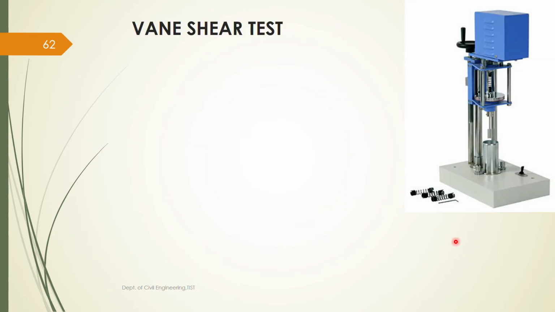Now we'll move on to the next test for determining the shear strength of soil. It is known as the vane shear test. The speciality of this test is that it can be conducted in the laboratory as well as in the field. We have different equipment, but the same test can be conducted in lab as well as in field, and it can be done for clays only.